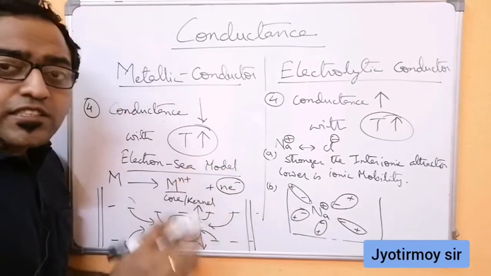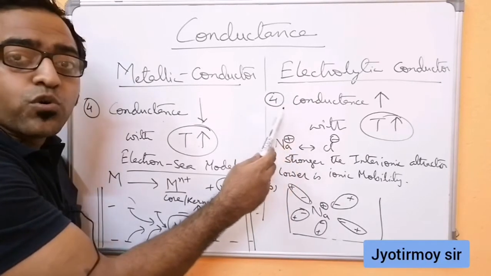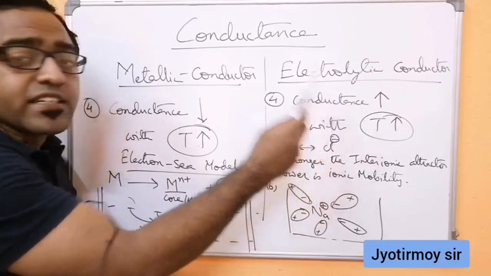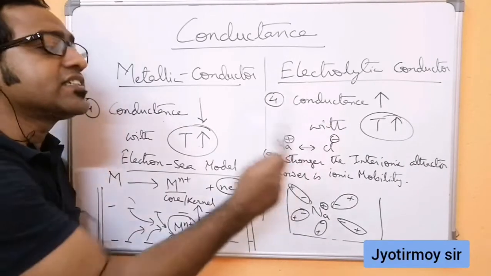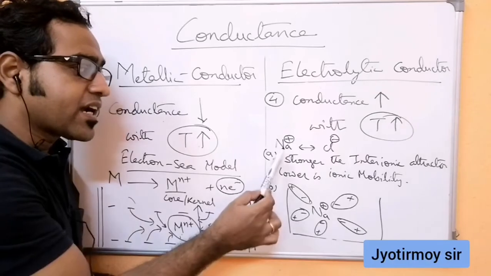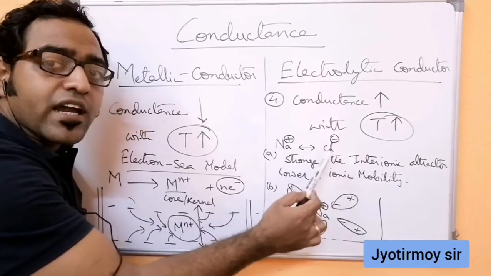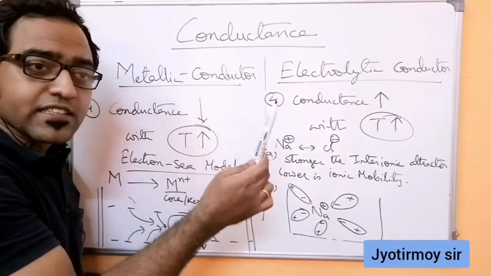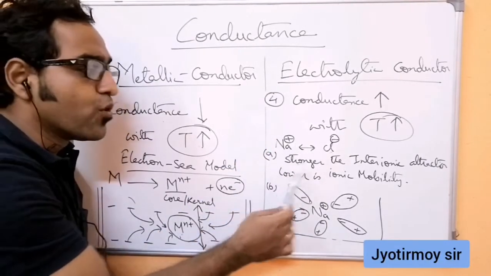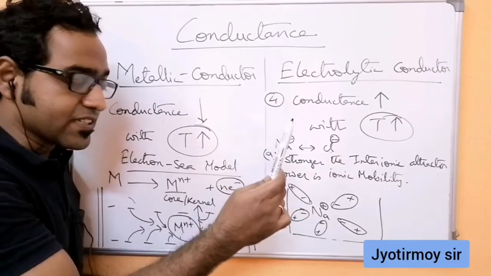And as you increase temperature, what will happen? As I told you, with rise in temperature, conductance increases. Why? Because with rise in temperature, the kinetic energy of sodium ion, chloride ion, all the ions increases. Now if kinetic energy increases, the mobility of the ion increases, and conductance increases.